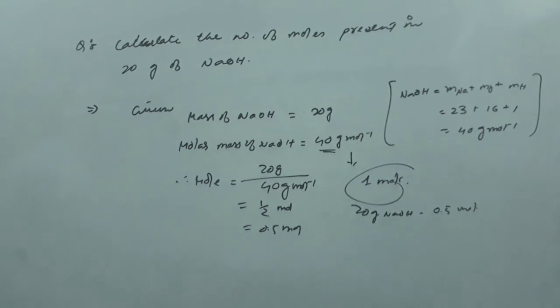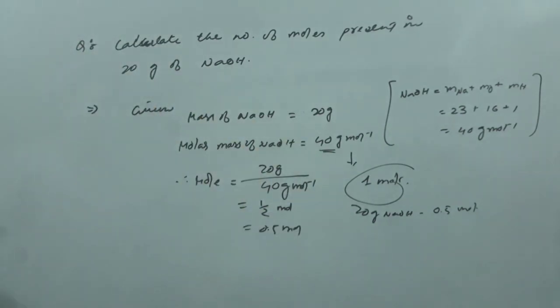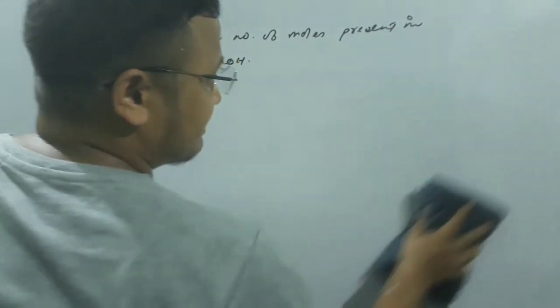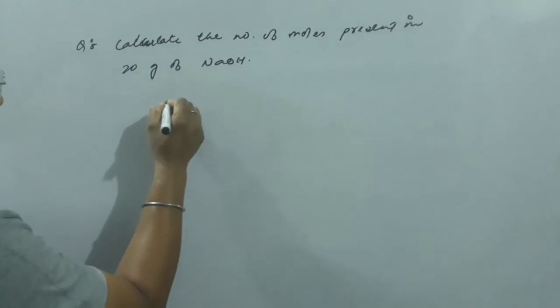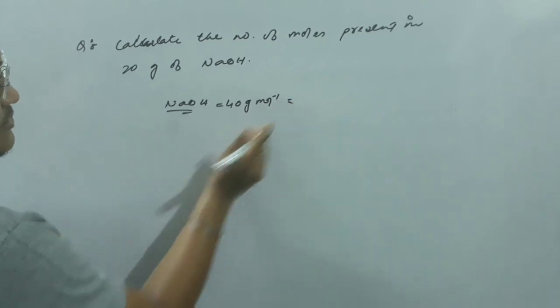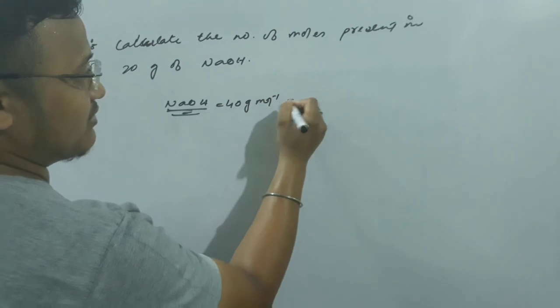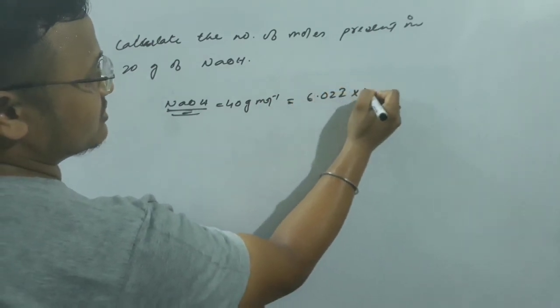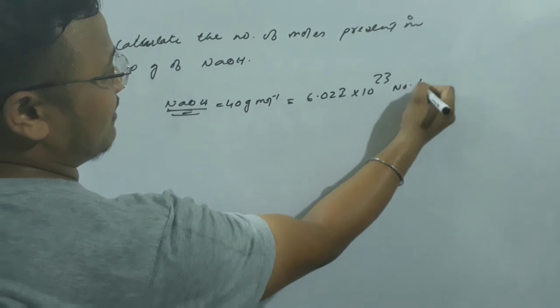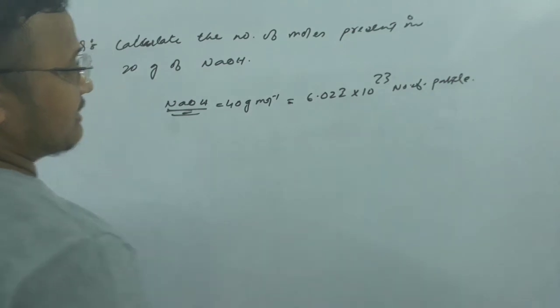Now if you try to find the number of particles, what can we say? If I ask you to calculate the number of molecules present in 20 gram, what will you do? What we know is that sodium hydroxide is 40 gram per mole. That means 40 gram of sodium hydroxide is 1 mole, and 1 mole means 6.022 into 10 to the power 23 particles or molecules.